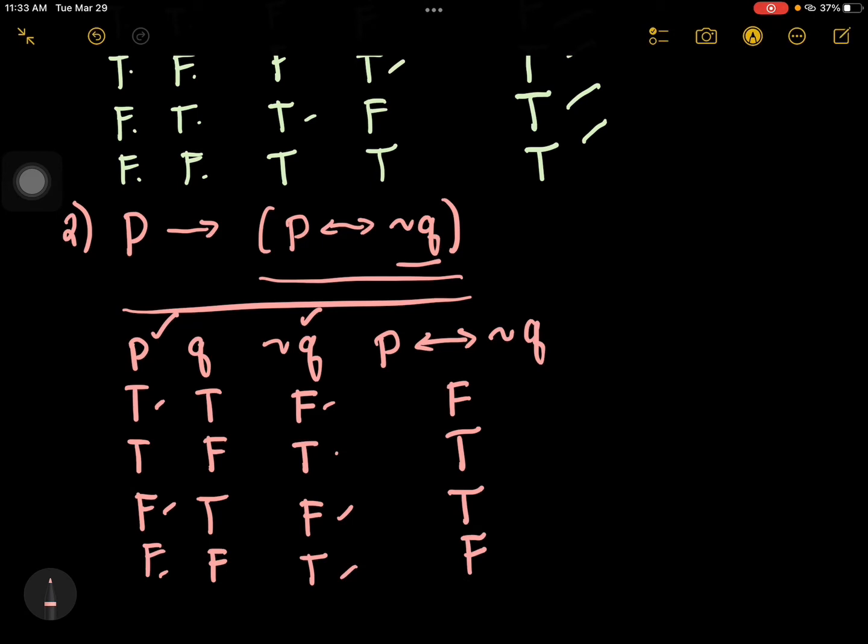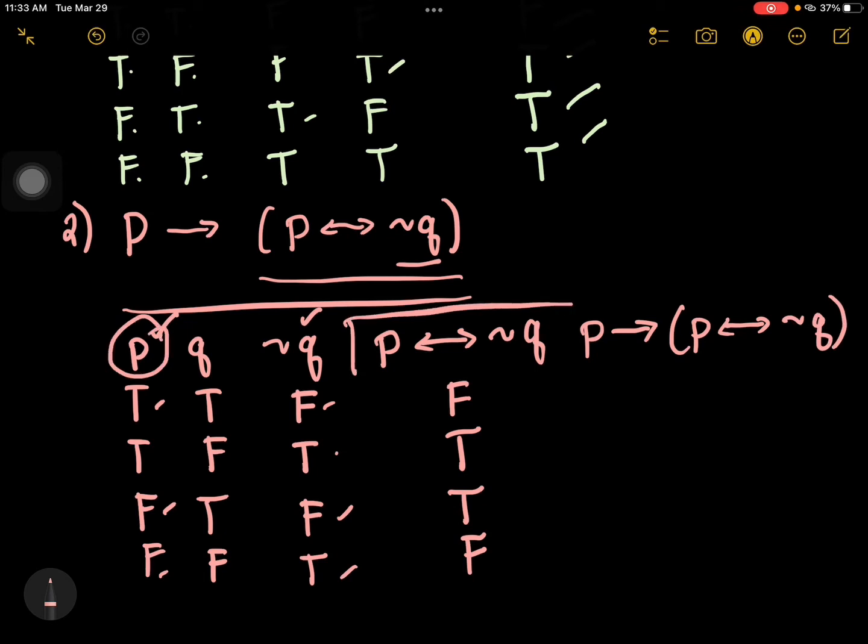The next one is the whole given: if P, then P if and only if not Q. So you have your P here and this one. So this is conditional. In the conditional, if then, it is only false when your P is true and your Q is false. So we have here true, false, true, false. So that is false. That's the only case where we have false under conditional.